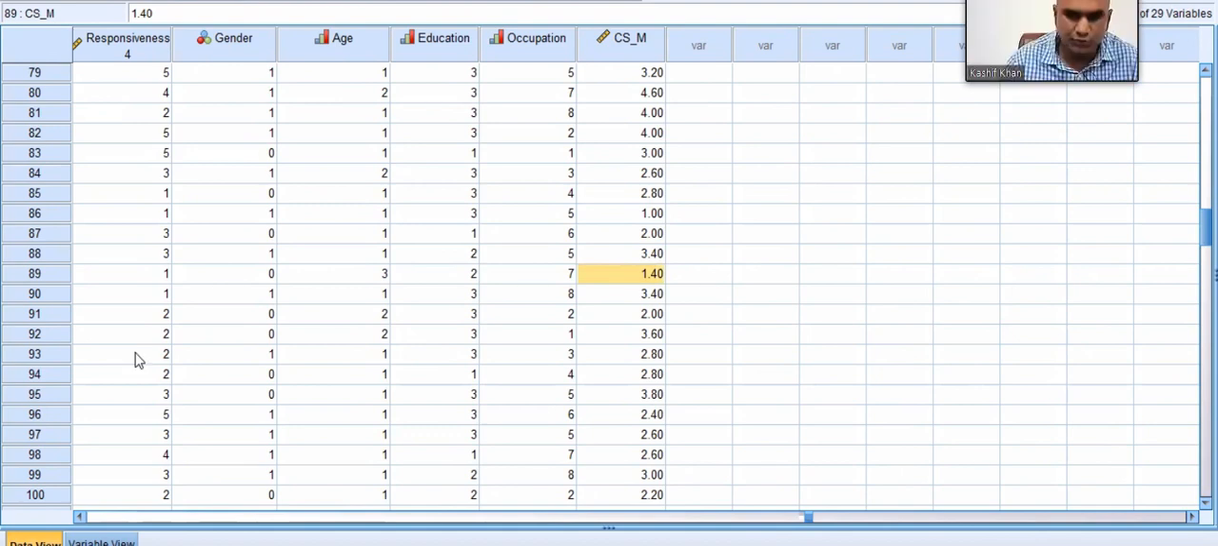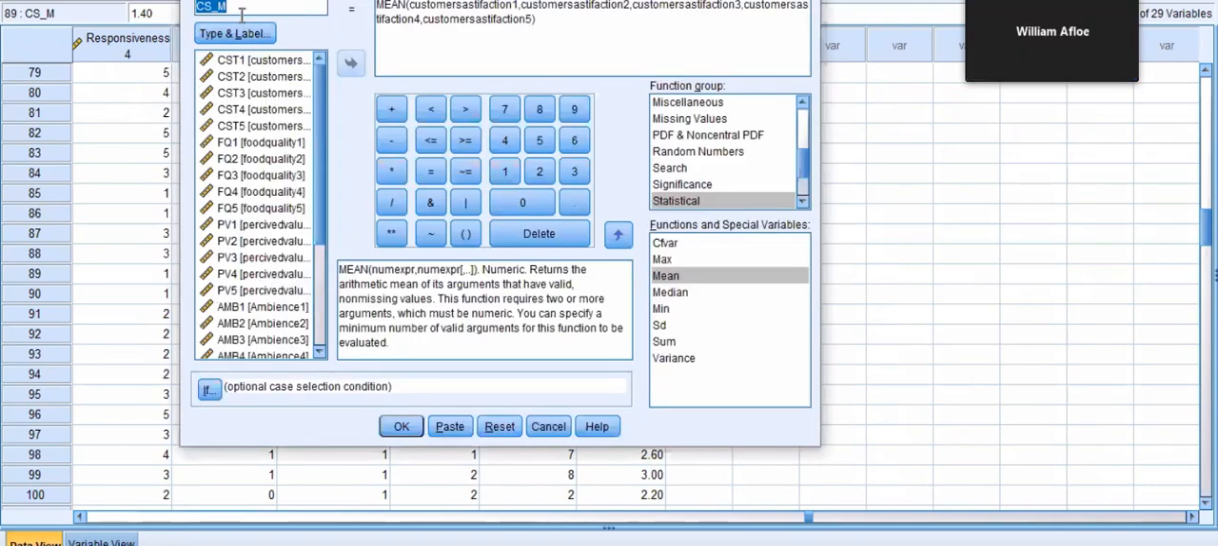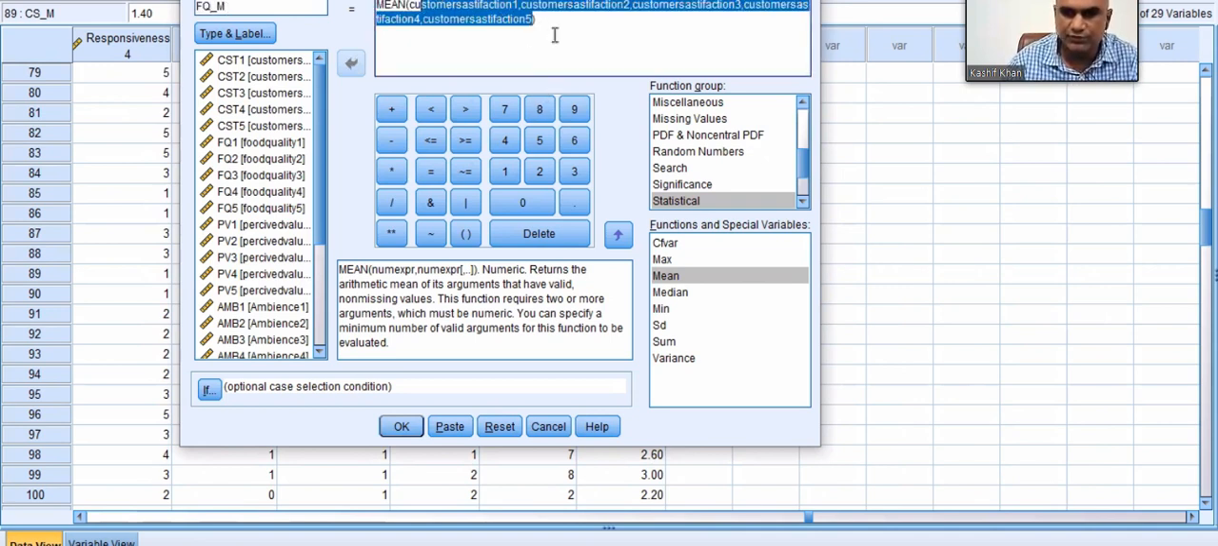Okay, so let's do number one. Let's go back to transform, compute. So we are done with CS1. Let's go to FQ. FQ is right, and let's remove all of this. Again, click on mean. Now go to FQ1, FQ2, FQ3, FQ4, FQ5. Okay. And I'll do the same. Click OK.